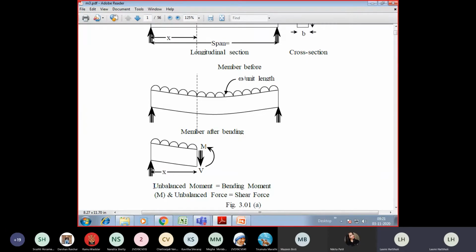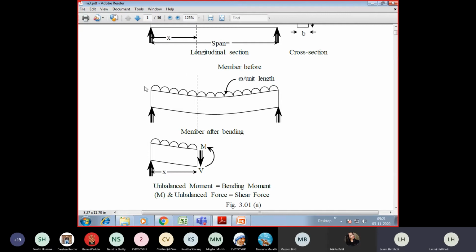Now, in the left portion, of course, a reaction should always be there. Observe the cursor. Let's say that this reaction is RA. Now, this is a distance X where I have taken the cut section. Now, what are these forces that have been generated here? Let's observe these forces carefully.